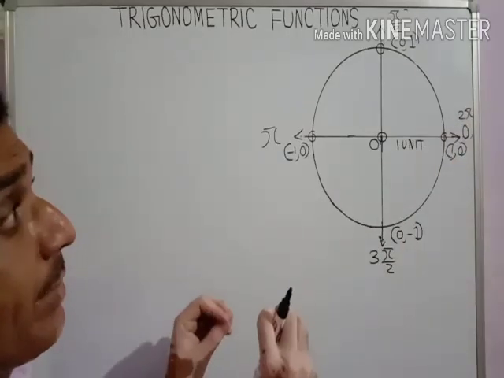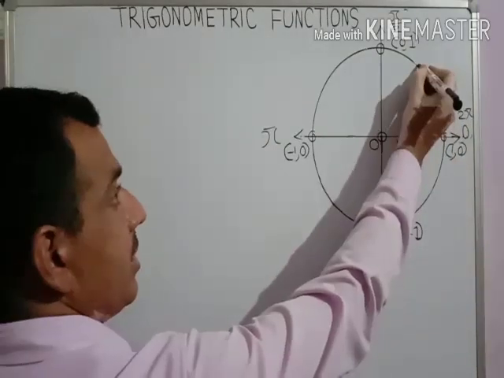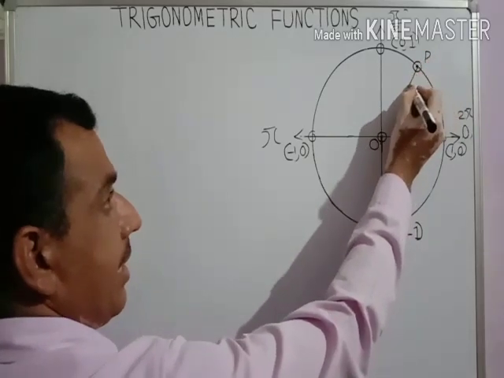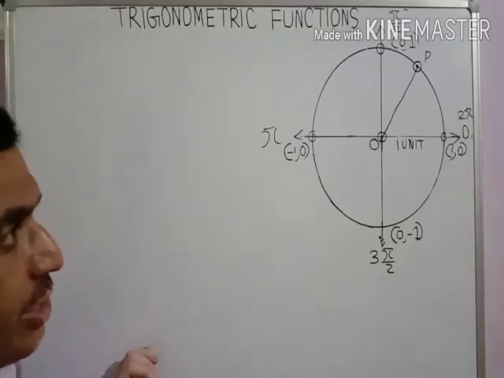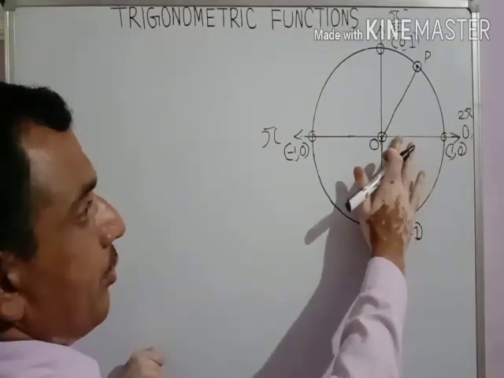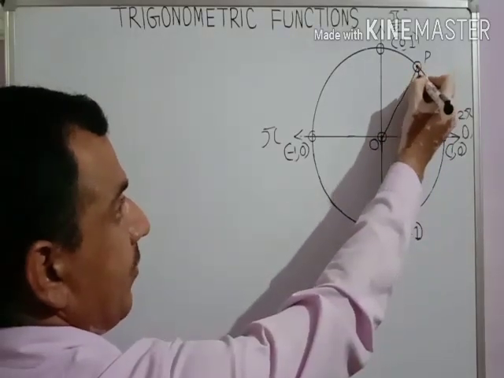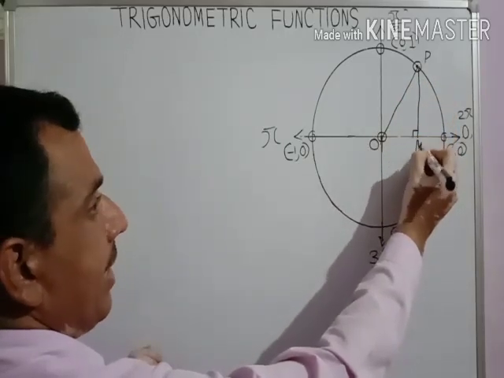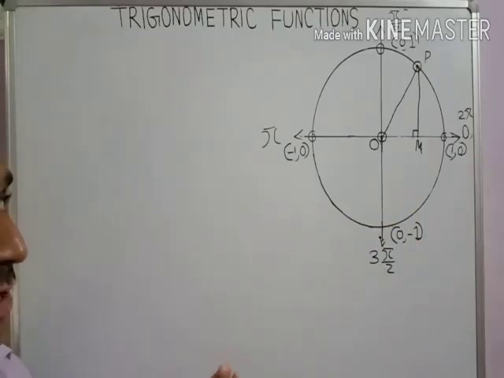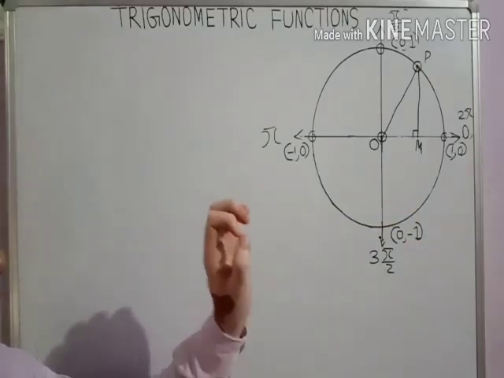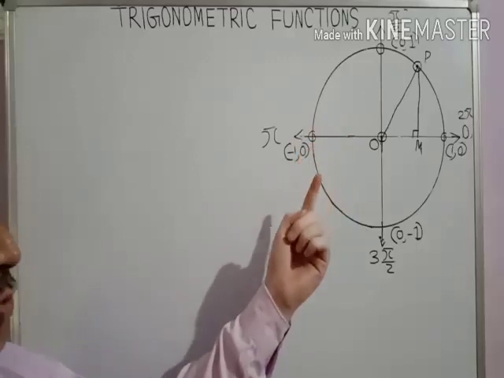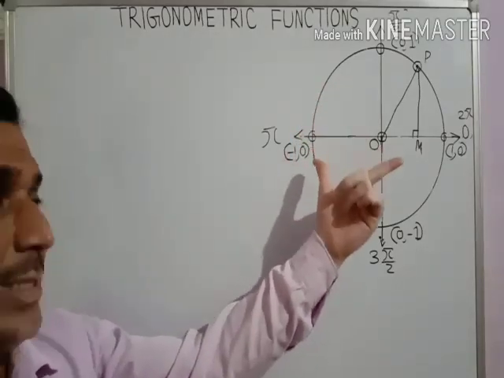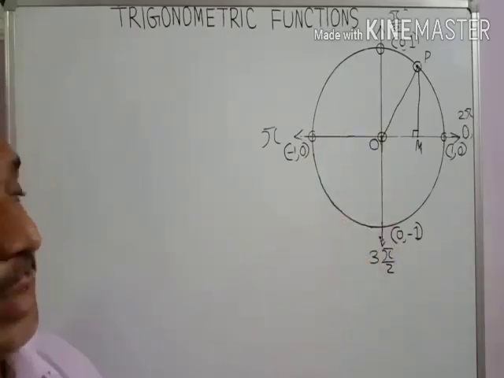Now here I take point P on this circle. I join this line OP. OP is the radius of the circle. What do I do now? I take one perpendicular from point P on the x-axis. I will call this point M. What have I done? I repeat my steps. I have taken point P on the circle, I have joined O to P, and I have taken a perpendicular from point P on the x-axis. I mean this PM is the perpendicular.